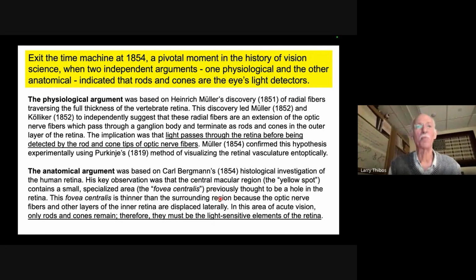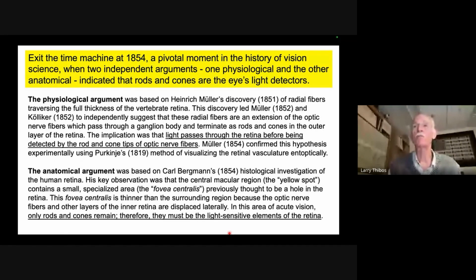So in this area of acute vision, he said, the only elements there are rods and cones. This is the area of best vision. The only elements present are rods and cones. Therefore, they must be the light-sensitive elements of the retina. There's no way around it. It's a conclusive argument. So for anybody who needs to leave the Zoom meeting early, you can go now. This is the answer to the question I posed.